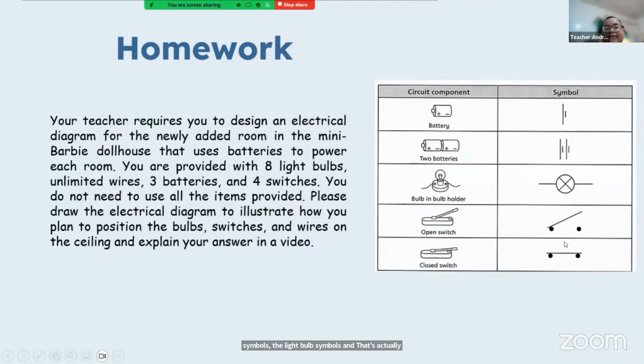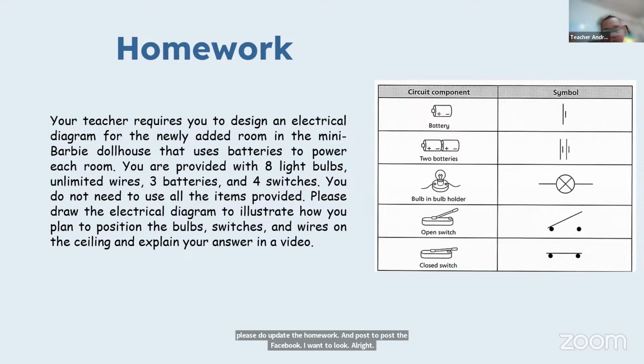All right, I will send this. I think Dr. Duke already sent these slides on Zalo already. So please do this little homework and post to Facebook. I want to take a look. All right, so we'll come to see your homework soon.